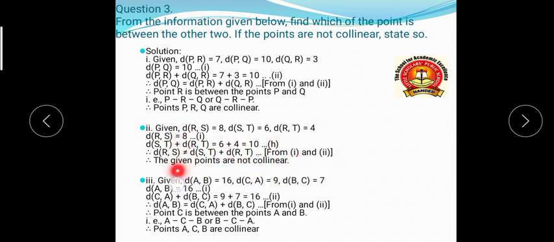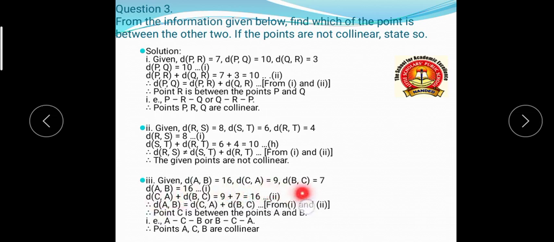So from first and second, these points are not collinear. Understood? The bigger distance we have to consider on one side of our equation first. Then whatever remaining are, you have to add them. If this addition is equal to your bigger number, then the points are collinear. Else they are not collinear. Understood?